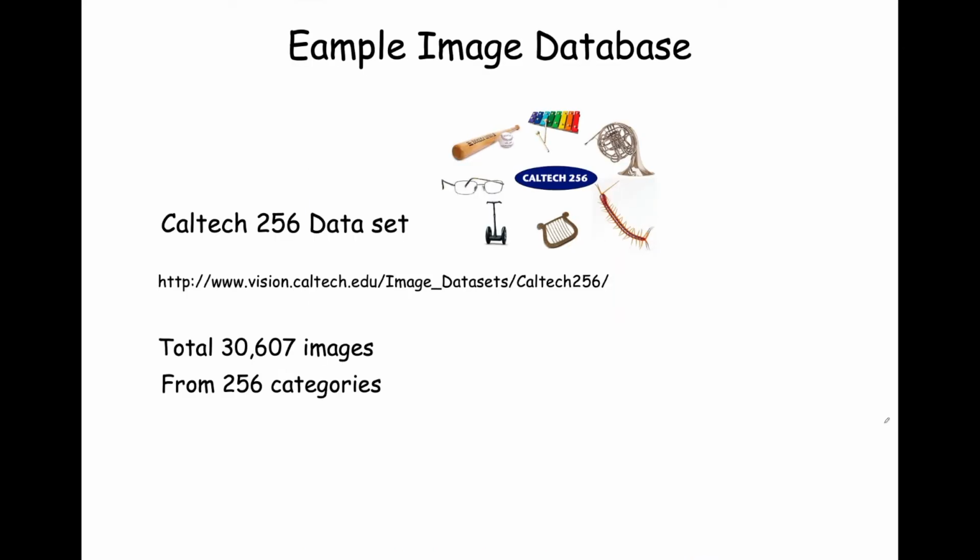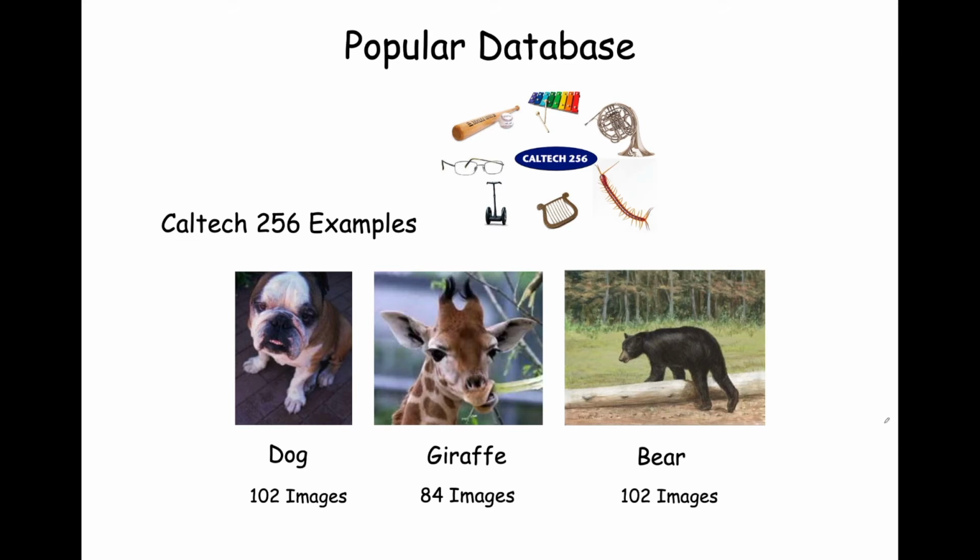One example image database that's been very popular is the Caltech 256 database, and there's the URL to get it. It's a total of 30,607 different images that are drawn from 256 categories. If you're looking for a large number of pictures of 256 different types of objects, the Caltech 256 database is a choice that's available for free, and it's used for very many pieces of computer vision algorithms research. This is an example from the Caltech database. It has images of dogs of different type, 84 images from the giraffe category, and 102 images from the bear category.